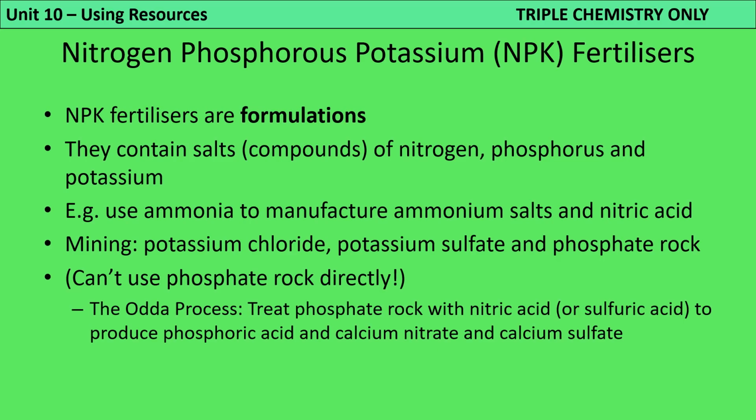A large proportion of the ammonia made using the Haber process goes into NPK fertilisers. These are an example of a formulation added to plants in order to increase their yield. NPK fertilisers contain salts that have nitrogen, phosphorus and potassium in them, as these three elements are vital for healthy plant growth. Ammonia can be used to manufacture ammonium salts, but also nitric acid can be used as another source of nitrogen. Potassium chloride, potassium sulfate and phosphate rock can all be mined from the ground, but obviously phosphate rock can't be used directly. So something called the Odda process is used to convert this into phosphoric acid, which can then be used as a source of phosphorus.